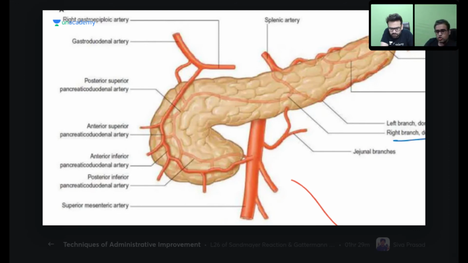Okay, the same thing happens from the superior mesenteric artery. Here you can see it so nicely drawn, not covering the uncinate. It gives off the inferior pancreaticoduodenal artery, IPD. That IPD is also dividing into anterior and posterior branch.